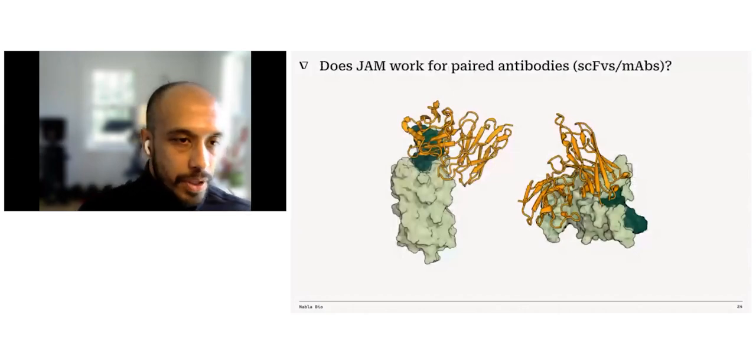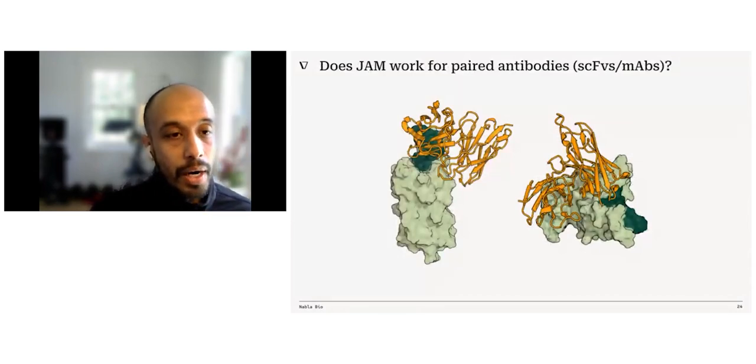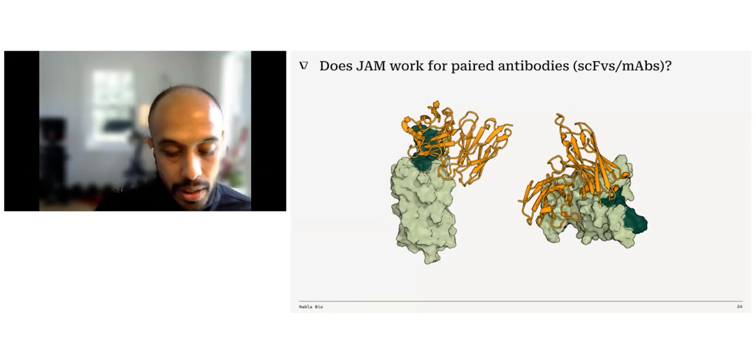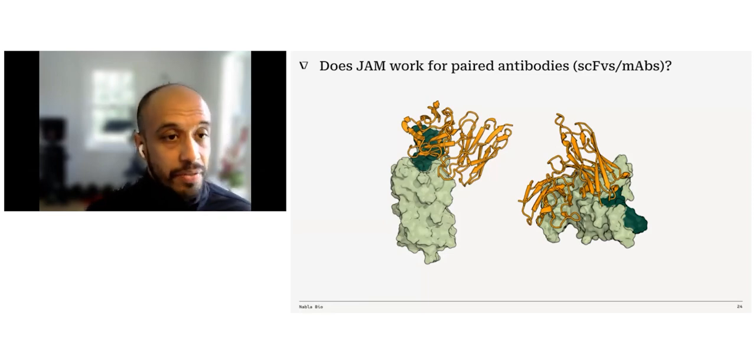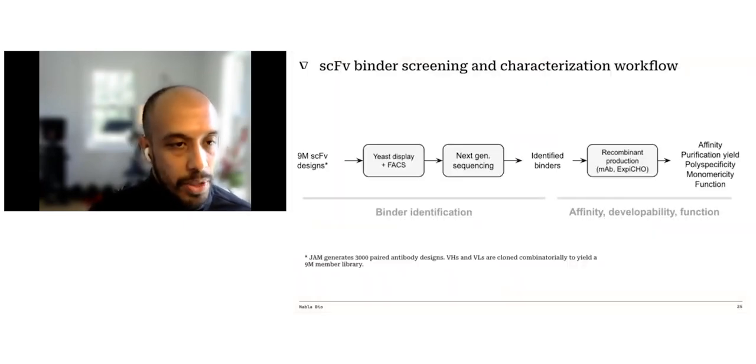Okay, cool. So we talked a lot about VHHs so far. The next obvious question is, is this method only specific to VHHs, or can it design paired antibody formats, for example, scFvs and their full-length monoclonal form as well?